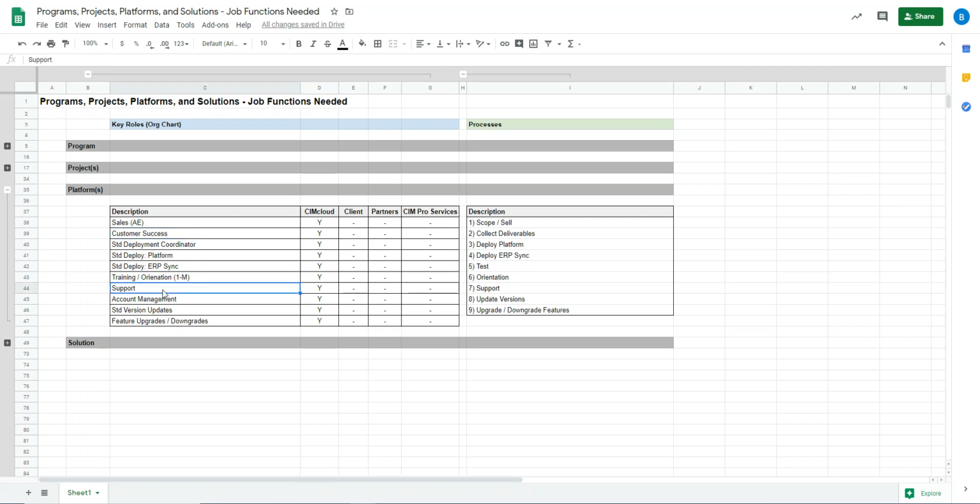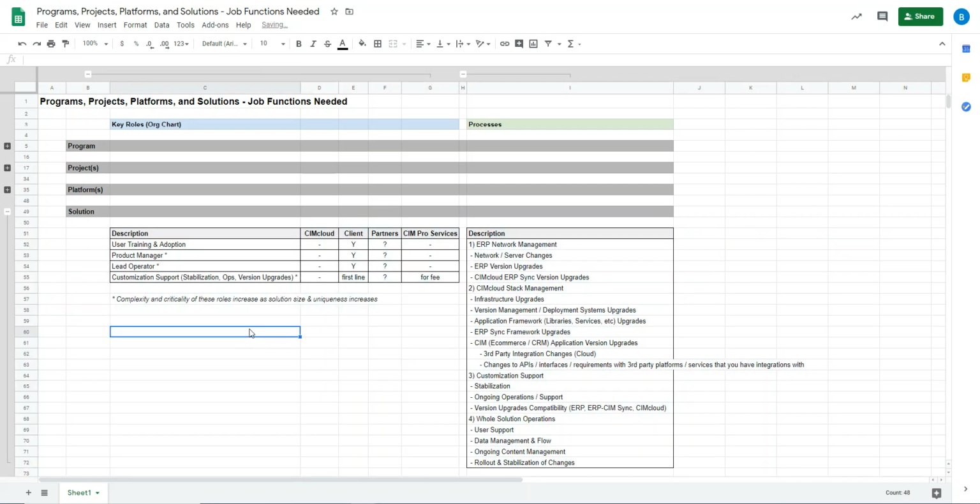And then there's ongoing support and ongoing account management to handle upgrades, downgrades, things like that. There are also standard version updates, which keep you on the latest version, and executing feature upgrades and downgrades. That's basically just the deployment and continuous delivery of the software as a service within the platform, and there are no other parties involved. This is a general process, a set of steps that we go through to deploy projects and then keep them updated and modified as you add or remove features from the platform.